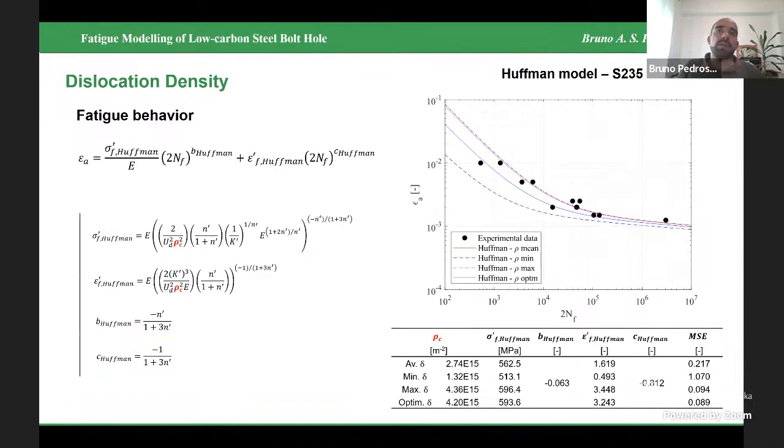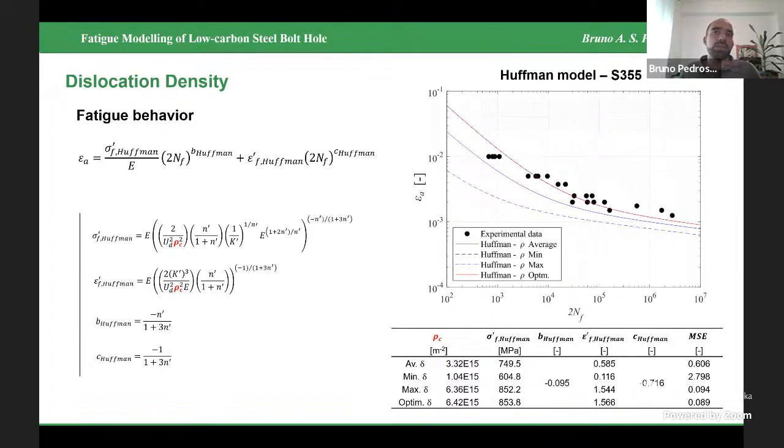Okay, so the fatigue behavior of S235 using the Huffman damage model can now be defined. The minimum, average, and maximum values of dislocation density were used as critical dislocation density, and as is visible from this figure, the best agreement is obtained for the maximum value. By computing the mean square error for each curve, we see that the optimized value for the dislocation density is very close to the maximum value.